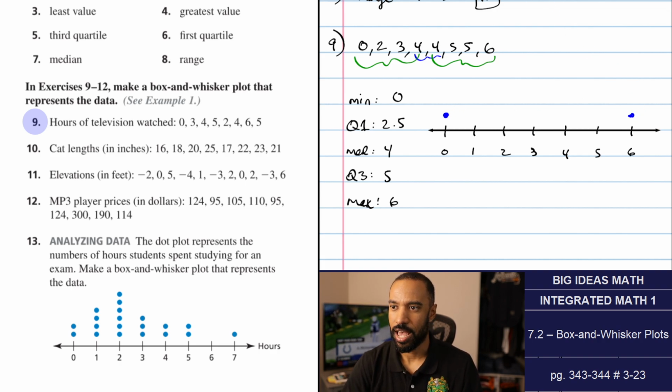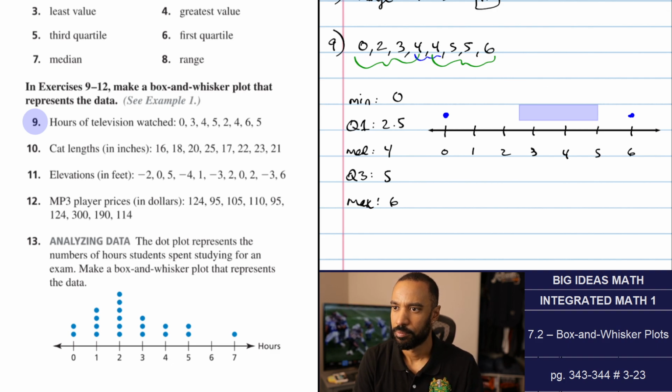Our interquartile range, where we draw our box from, I'm going to reshape my tools here. I know you probably have to do some fill-in and stuff like that, different from me. But our interquartile goes from 2.5 to 5. So 2.5 is about here. And I'm going over to 5 right there. I want to make it look a little better somehow. I don't know how, but I'm just going to draw it like that.